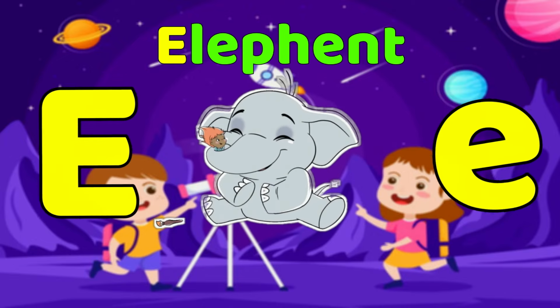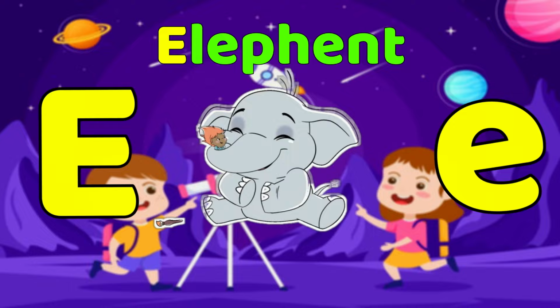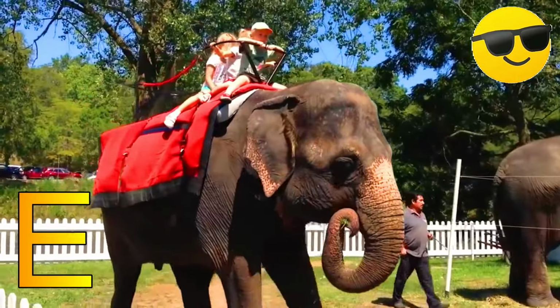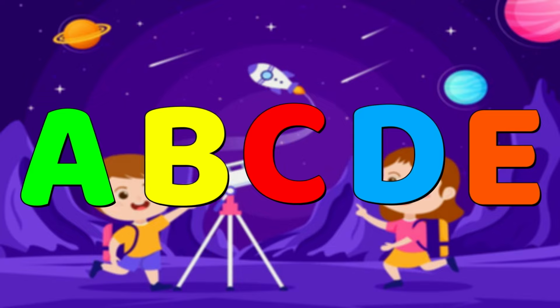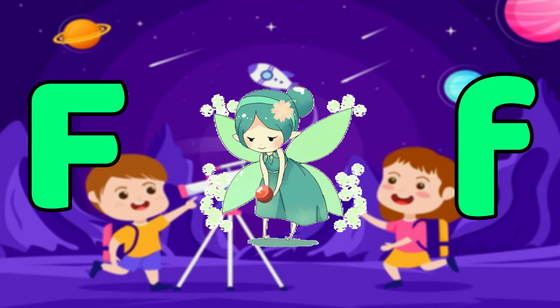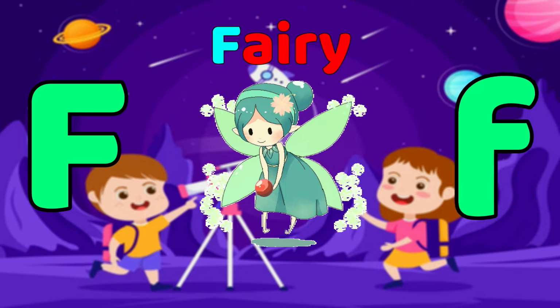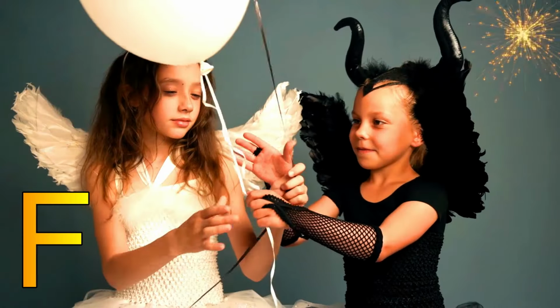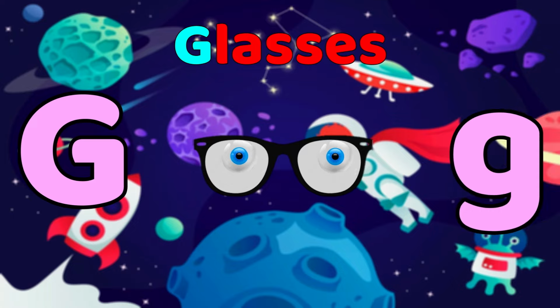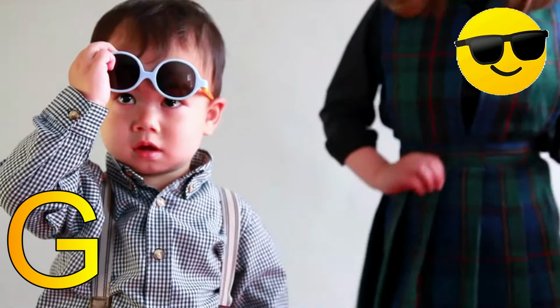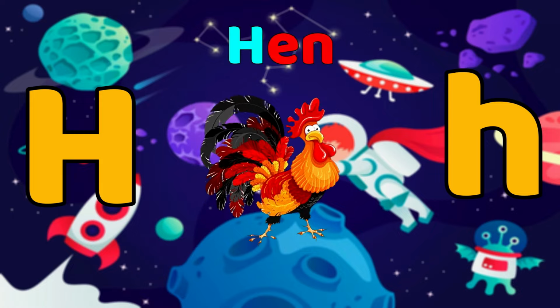Elephant, elephant, elephant. E, elephant. F is for fairy, fairy, fairy. F, fairy. G is for glasses, glasses, glasses. G, glasses. H is for hand.